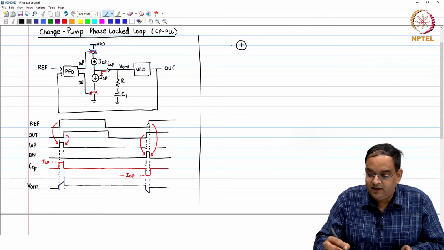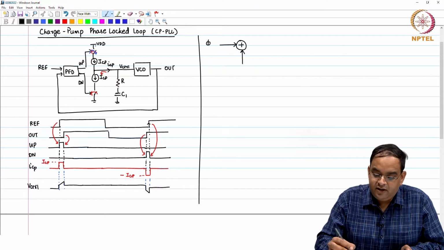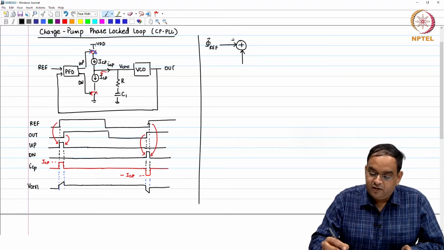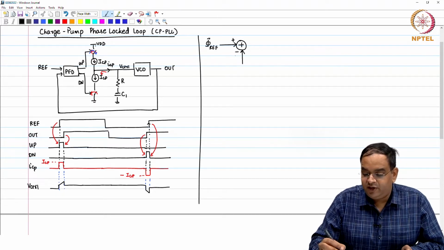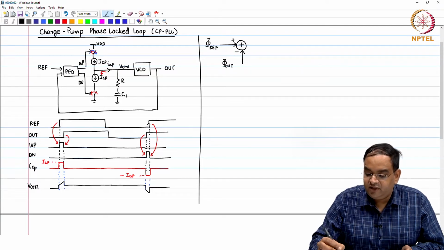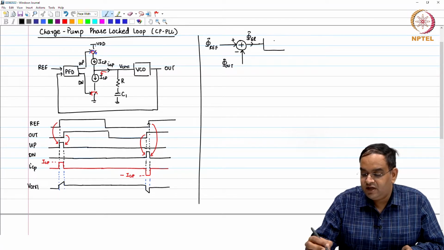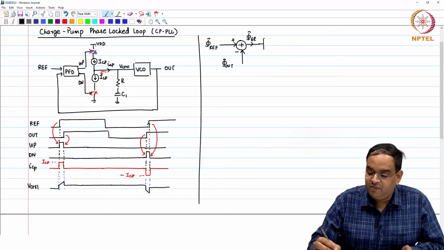Now, for this particular charge pump PLL, we drew the small signal diagram, and the small signal diagram was shown like this. You have the phase error. So, phi reference, detect the phase error. Effectively you are subtracting the output phase from the reference phase, and you get the phase error. The phase error goes to the output, where you have a PFD. So, PFD plus charge pump combined gain is equal to ICP by 2 pi.